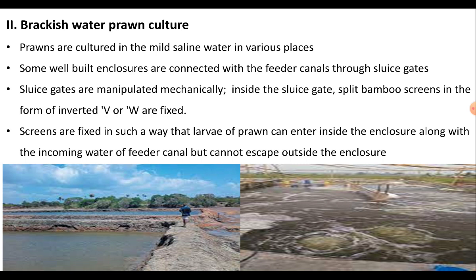where inside the channel gates, split bamboo screens in the form of inverted V or W shape are fixed, and the screens are fixed in such a way that the larvae of prawns can enter inside the enclosure along with the incoming water through the feeder canal, but cannot escape out from the enclosure.